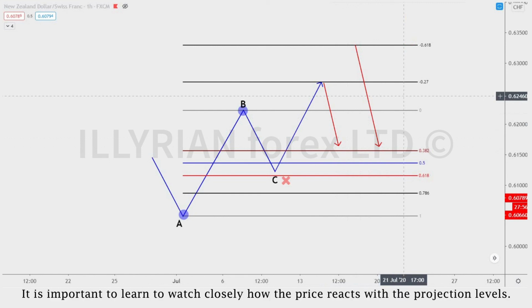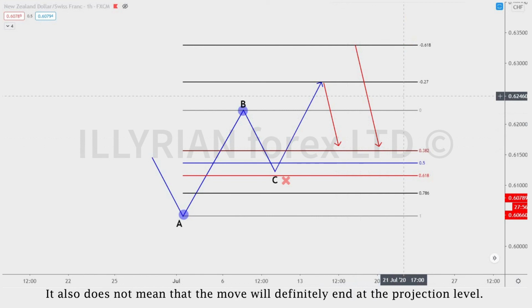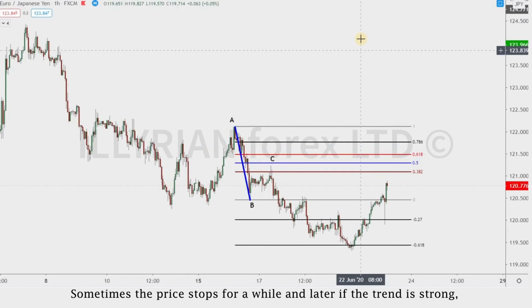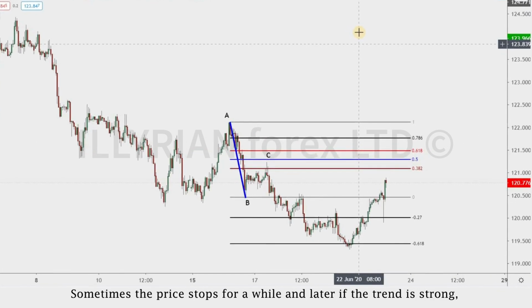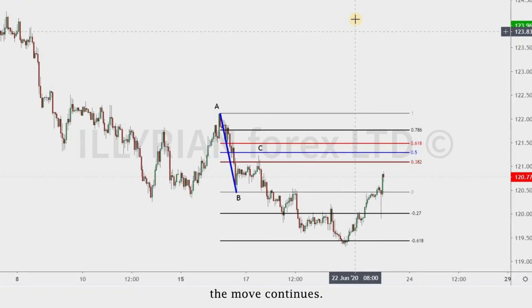It is important to learn to watch closely how the price reacts with the projection levels. You do not know in advance where the price will stop. The projection levels are only levels where there is a possibility that the price may stop. It also does not mean that the move will definitely end at the projection level. Sometimes the price stops for a while, and later, if the trend is strong, the move continues.